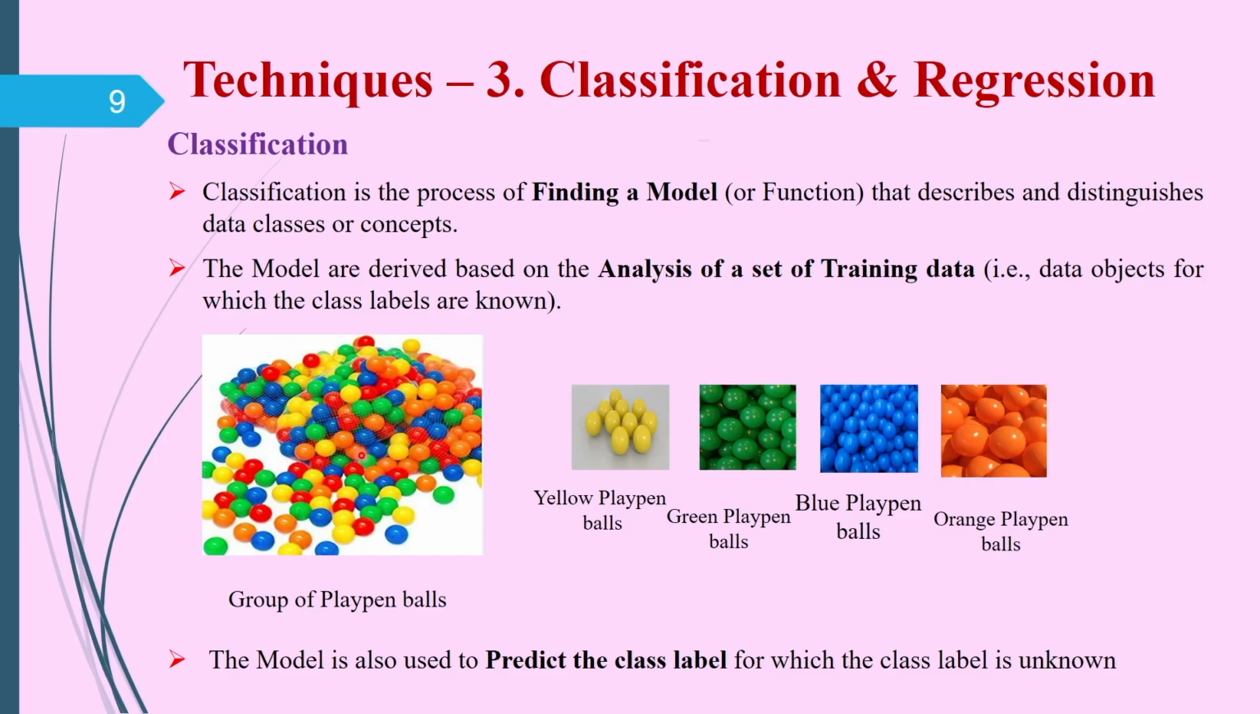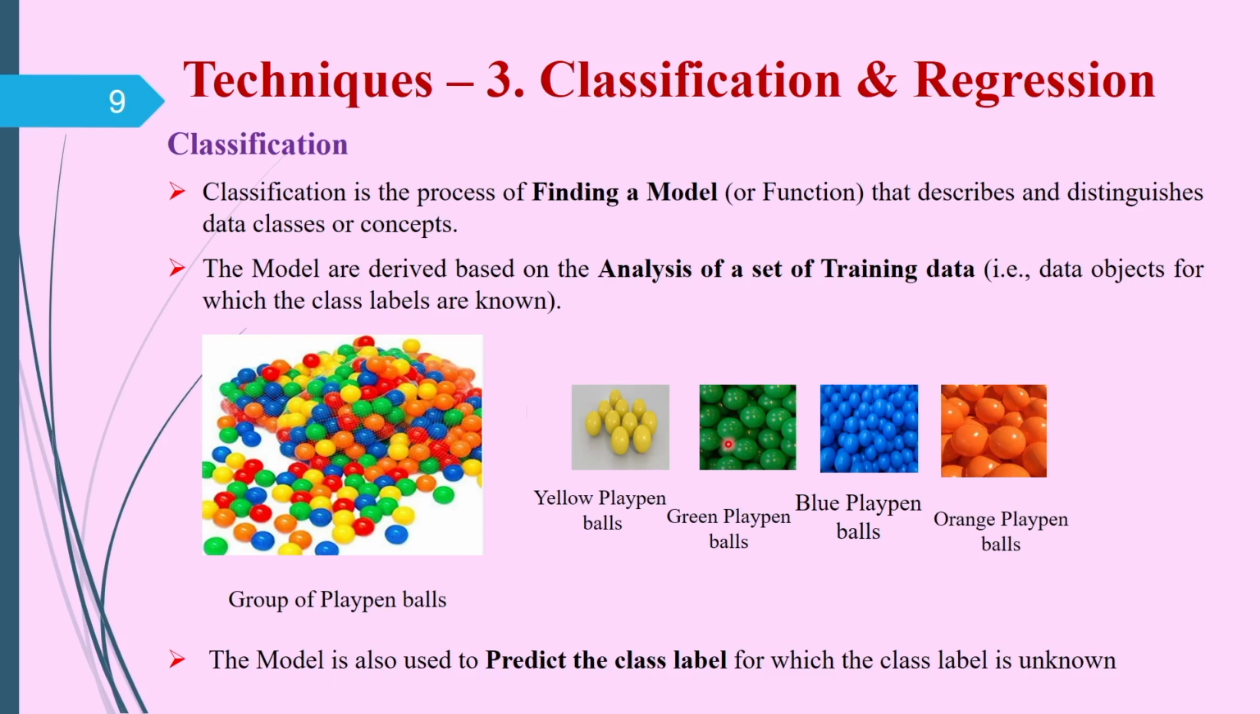Consider this an analysis of data, where the model has to be trained, and this model will be able to segregate the colors based on the class label. Here we know that a class label is known, which means that yellow color balls, green color balls, blue color balls, and orange play pen are each a label. So, based on the label, the colors are being classified, and known class labels are classified.